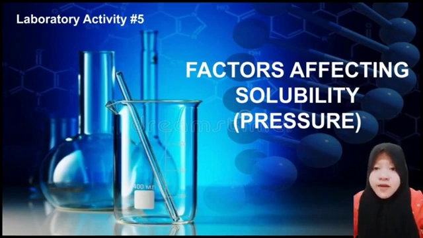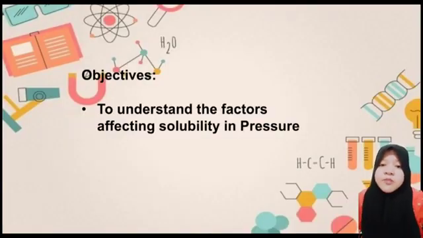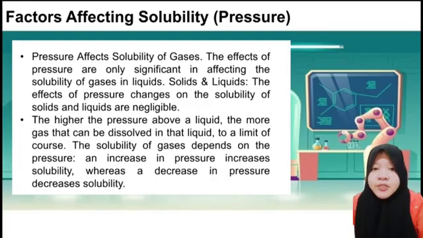So for the continuation of this video, I will also discuss laboratory activity 5, which is the factors affecting solubility, and the pressure. And my objective is to understand the factors affecting solubility and pressure. And there are two factors affecting solubility and pressure.